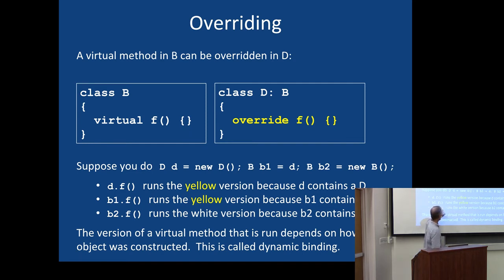Now, when we call B2.F, why is the white version called? Because that's a B object. Okay? So this is called dynamic binding. You can look at a program on paper and imagine that you have a variable of type D, and there's a conditional, and sometimes it stores an object of type D, and sometimes it stores an object of type B. Maybe it flips a coin, a random number generator decides which object to create. You can't look at the code and say with certainty, when the F method is called, which version is invoked. It just depends which object is sitting around at runtime. So it's not until runtime that the decision is made which method to call.